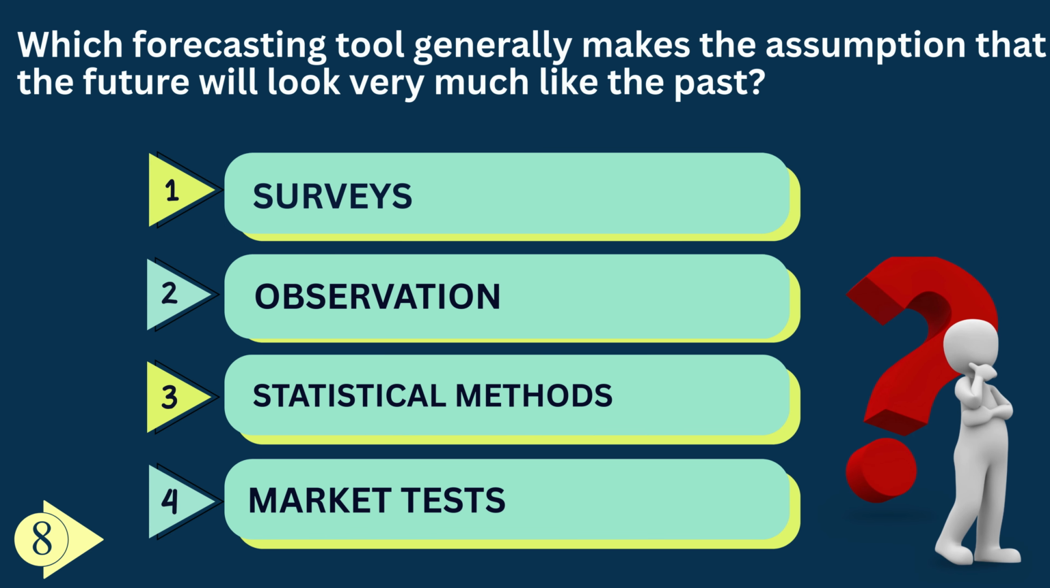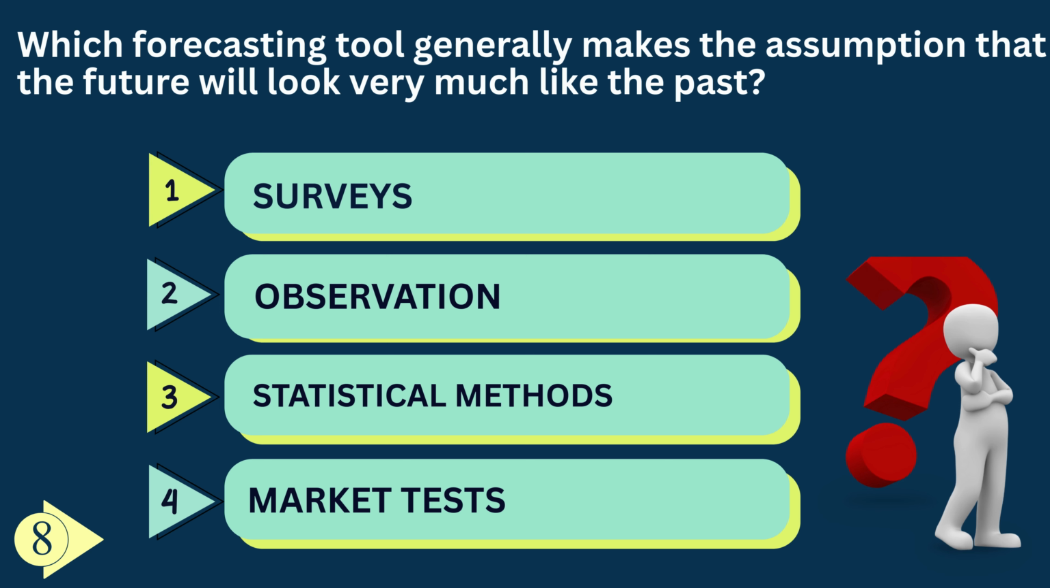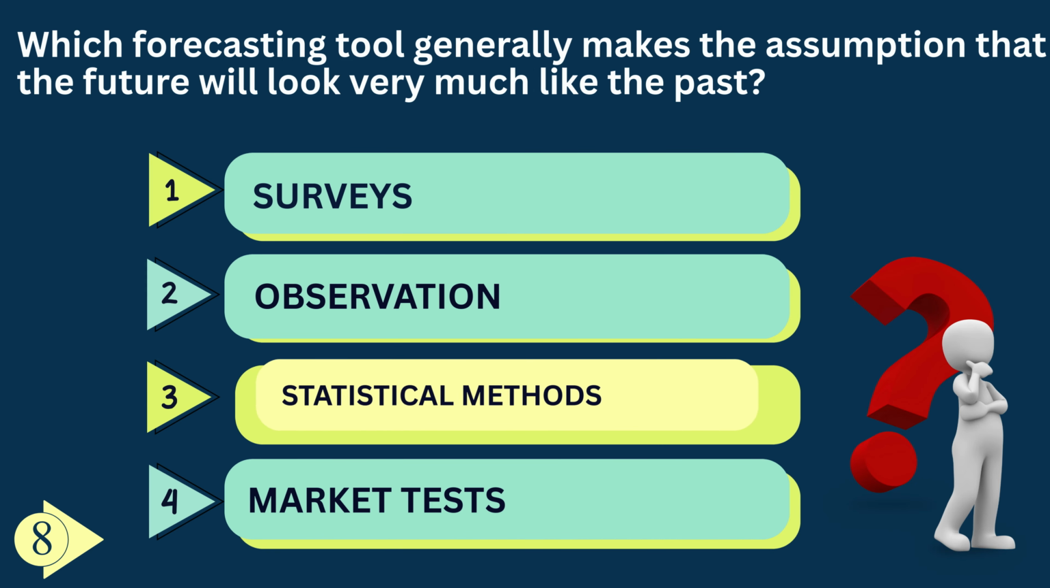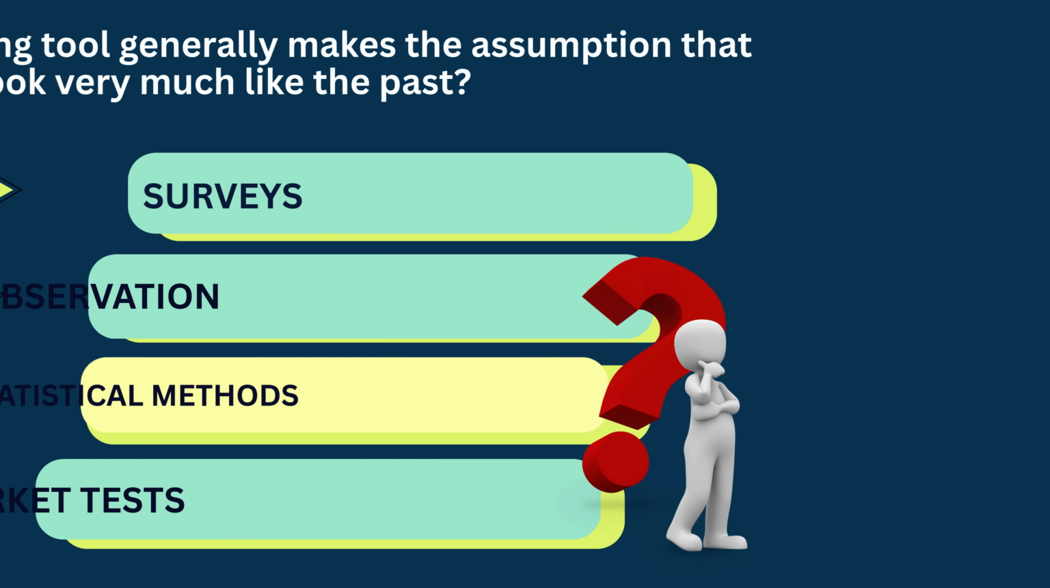Which forecasting tools generally make the assumption that the future will look very much like the past? Option 1, surveys; option 2, observation; option 3, statistical methods; and option 4, market test. And the correct answer is option 3, statistical methods.